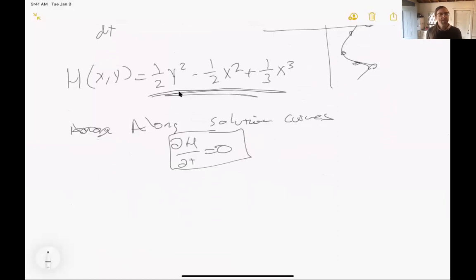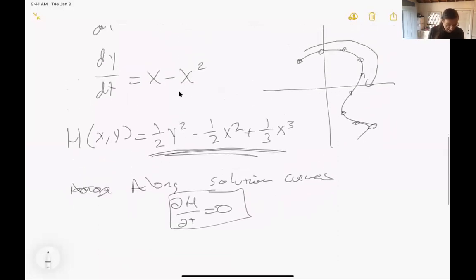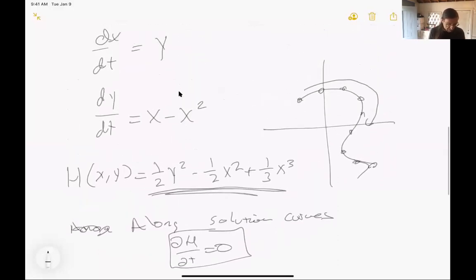So let's just check this. We can actually check that the derivative of H with respect to time is 0 along solution curves without ever knowing what the solution curves are. I just sketched some random solution curves in that picture there on the right. But we don't have to know what the solution curves look like to be able to check that the derivative of H with respect to time is 0, because we have multivariable calculus.